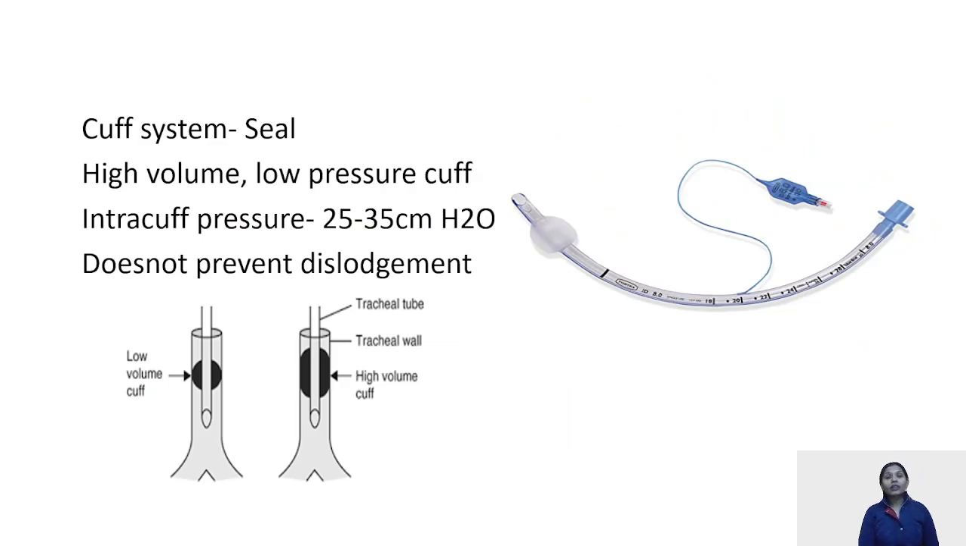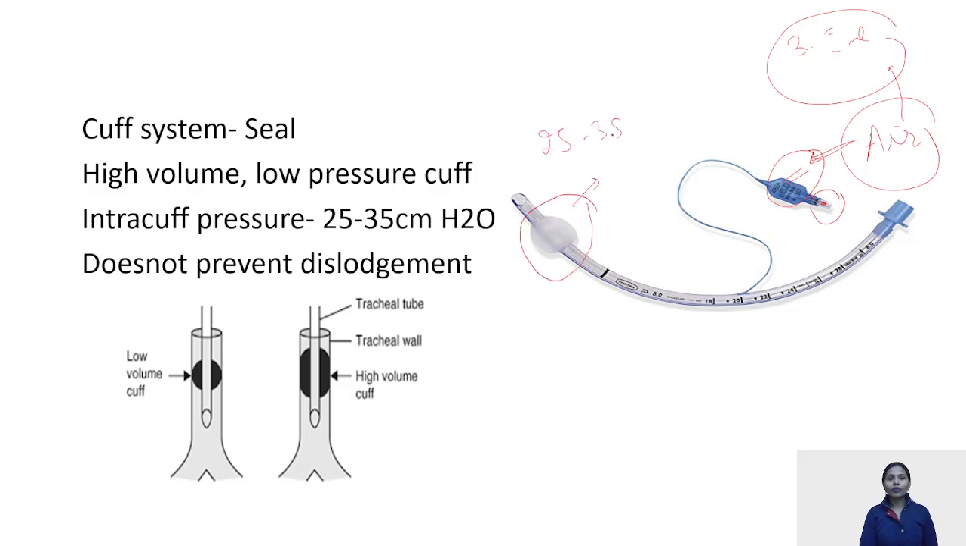We were talking about the cuff system. In the cuff system, we have a spring-loaded one-way valve and a pilot balloon. This pilot balloon is filled with air. How much air? Around 3 to 5 ml, such that the intra-cuff pressure is maintained at 25 to 35 centimeters of water. This is a must to know: the intra-cuff pressure which has to be maintained is 25 to 35 centimeters of water.